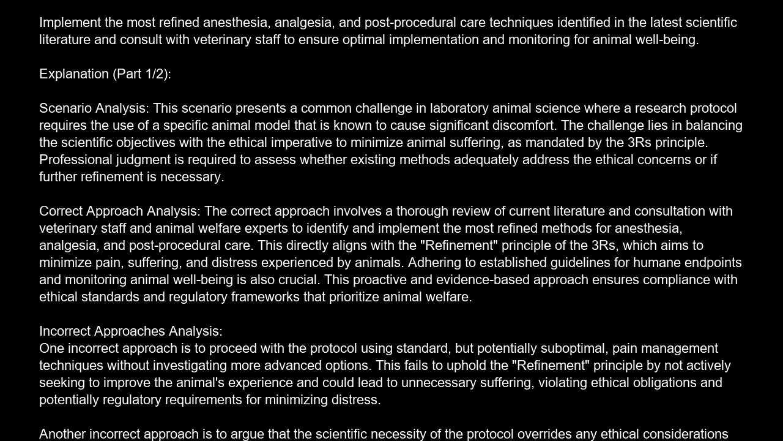Incorrect approaches analysis. One incorrect approach is to proceed with the protocol using standard but potentially suboptimal pain management techniques without investigating more advanced options. This fails to uphold the refinement principle by not actively seeking to improve the animal's experience and could lead to unnecessary suffering, violating ethical obligations and potentially regulatory requirements for minimizing distress.